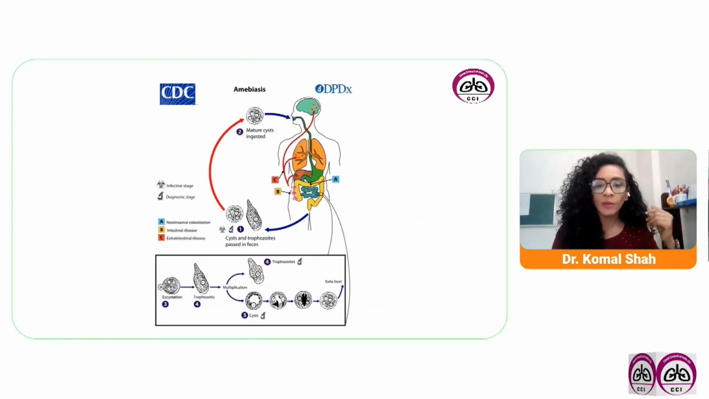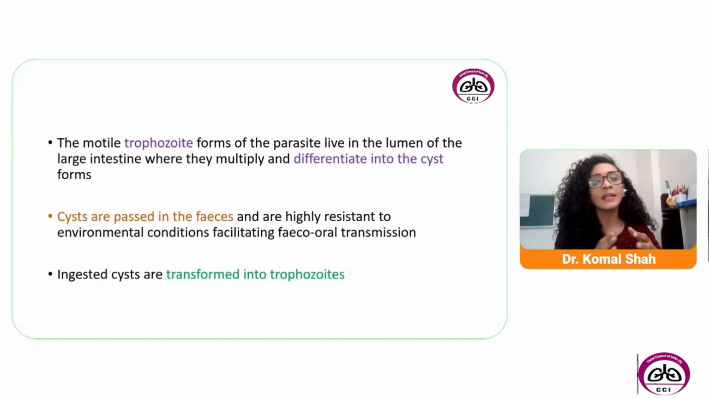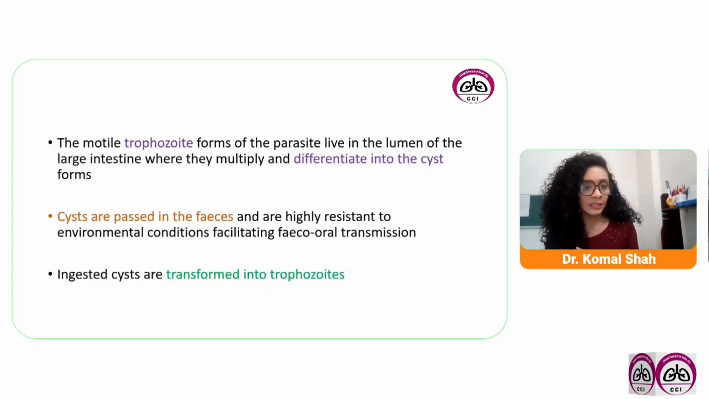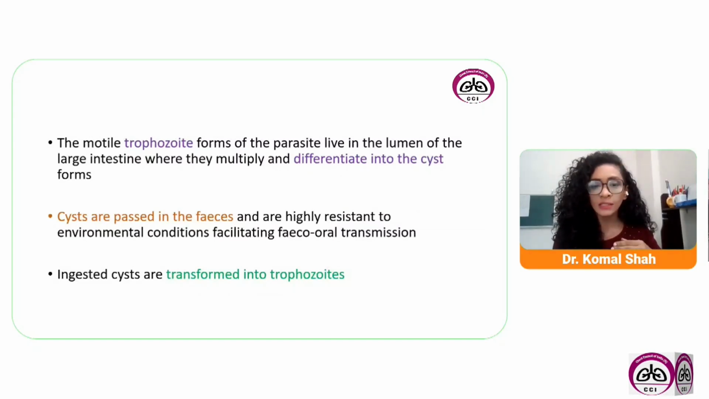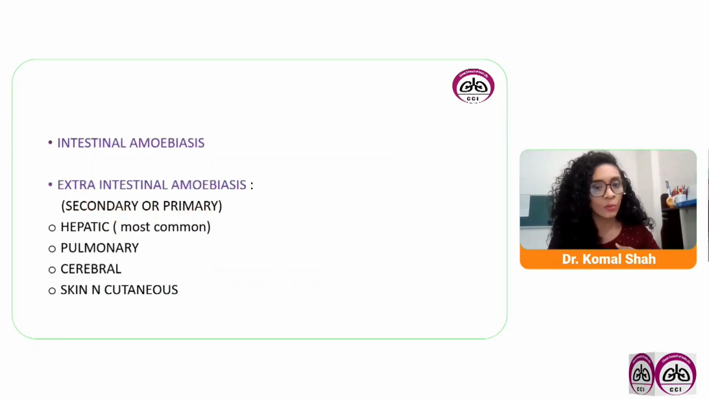We all have been learning about this life cycle since years, but once we go through it again, the motile trophozoite forms of the parasite live in the lumen of the large intestine, where they multiply and differentiate into cysts. Cysts are passed into feces and are highly resistant to environmental conditions, facilitating fecal-oral transmission. And then further ingested cysts are transformed into trophozoites.